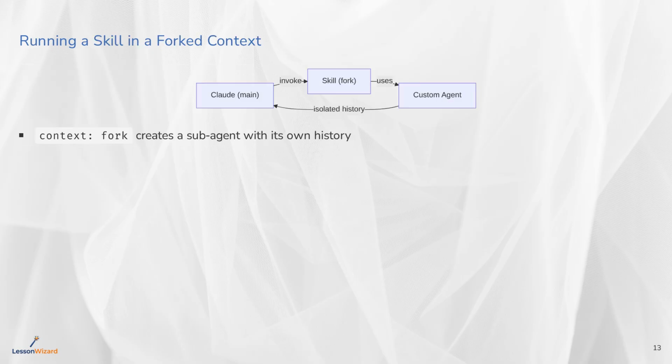Forking isolates the skill's operations from the main conversation, giving it a clean slate. When you set context fork, Claude spins up a subagent, optionally a custom one you specify with the agent field. This subagent runs the skill's steps, keeping its own message history, then returns results to the main thread. Use this for complex, multi-step tasks where you don't want intermediate steps to clutter the primary chat.